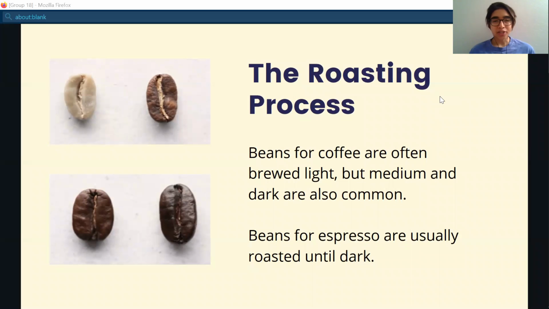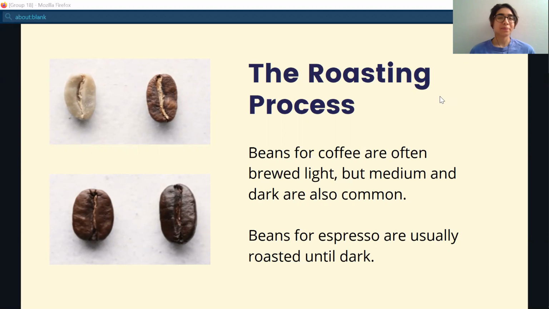So to continue on the roasting process, the beans for coffee are usually brewed light because they're going to be in water for a long period of time. But medium and dark are also common for people who like stronger tasting coffee. Another misconception: darker coffee actually has less caffeine than light roasted coffee, because the roasting process gets rid of the caffeine.